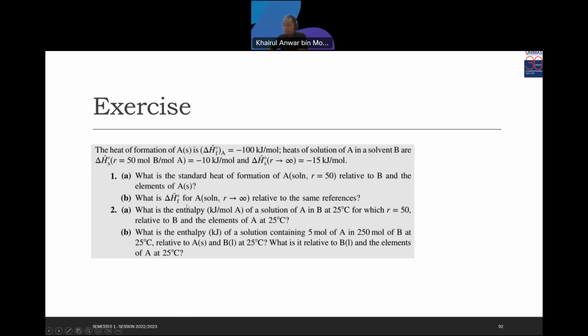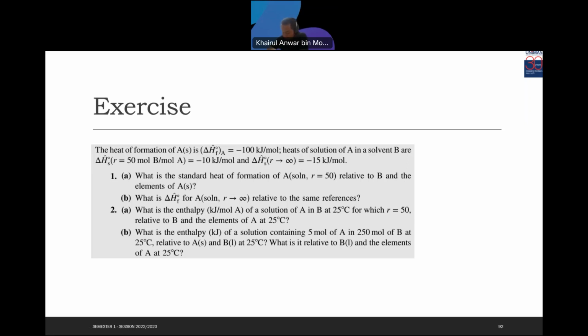For dilute, still using the similar equation, delta HF solution is equal to delta HF plus delta HS. So in this case for dilute, the solution is negative 100 kilojoule per mole plus negative 15 kilojoule per mole, equal to negative 115 kilojoule per mole. What is the enthalpy in kilojoule per mole A of a solution of A in B at 25 degrees C for which r equal to 50, relative to B and the element of A at 25 degrees C?